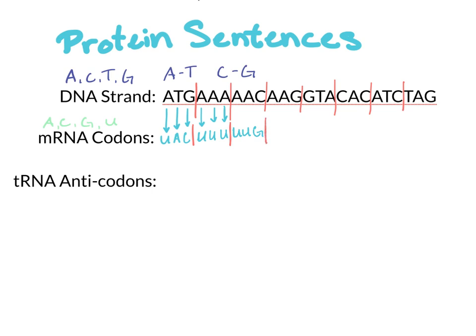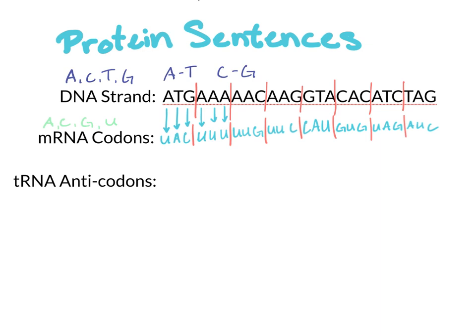Then if you have AAG, that'll give you UUC. And then we draw our line. And then if you have G, you'll put a C. T pairs with A, and A pairs with U. And we draw our line. So now you should have your mRNA codons done.